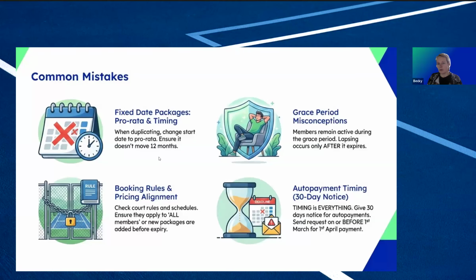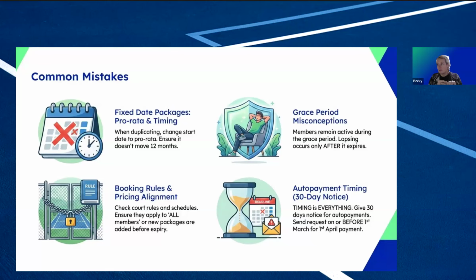Right, before I finish, I've got 7 really common mistakes, which I really want to go through. I've been around in Club Spark now for 8 years. Over and over, we have the same issues, and these are my 7 top things that cause problems. So, fixed date packages: when you're duplicating the package, I've said it earlier, if you have prorated through the year, you need to edit the package before you duplicate it. Otherwise, it will use the wrong start date to move on 12 months.